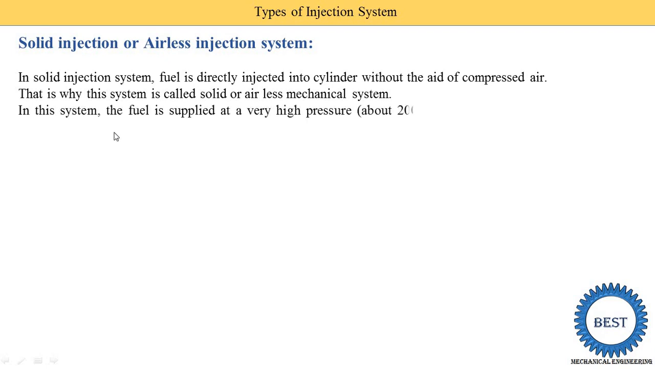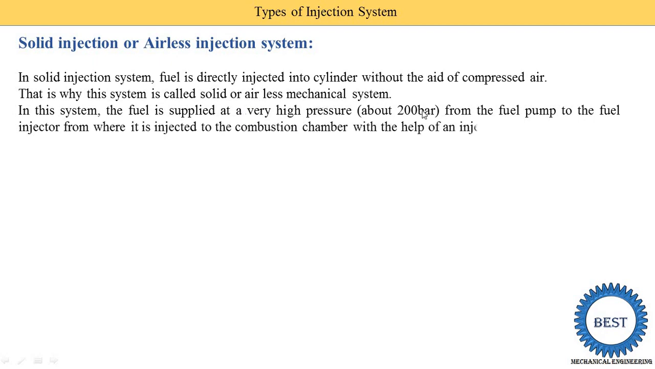In this system, fuel is supplied at very high pressure. Very high pressure means up to 200 bar. So a minimum of 70 bar to 100 bar pressure is required, and up to 200 bar is used depending upon the pressure of the compressed air at the end of the compression stroke. If a high pressure engine is there, then we need to spray the diesel at very high pressures. So the fuel is supplied at very high pressure, about 200 bar, from the fuel pump to the fuel injector, from where it is injected into the combustion chamber with the help of an injector.